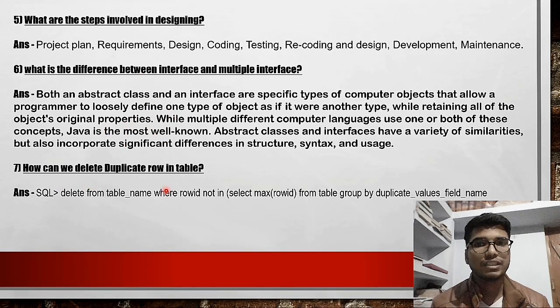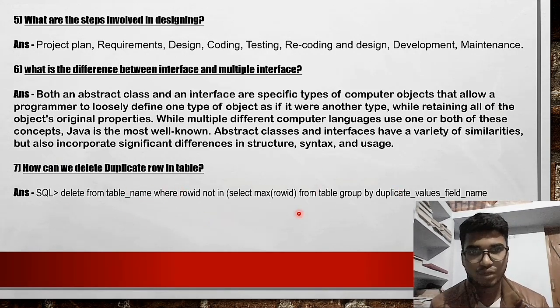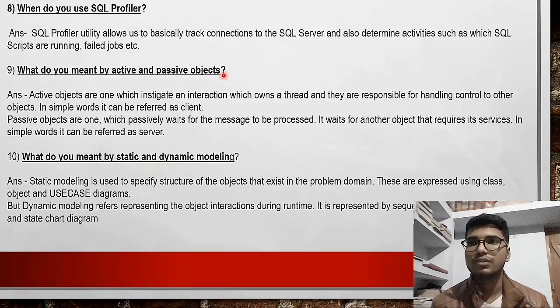How can we delete a duplicate row in a table? The answer is SQL delete from the table. You have to give the table name here, and this is what you have to write on the computer, and you will delete the duplicate row in the table. Okay, so next question is, when do you use a SQL profiler? The SQL profiler utility allows you to track the connections to the SQL server and also determine activities such as which SQL scripts are running and failed jobs, etc.